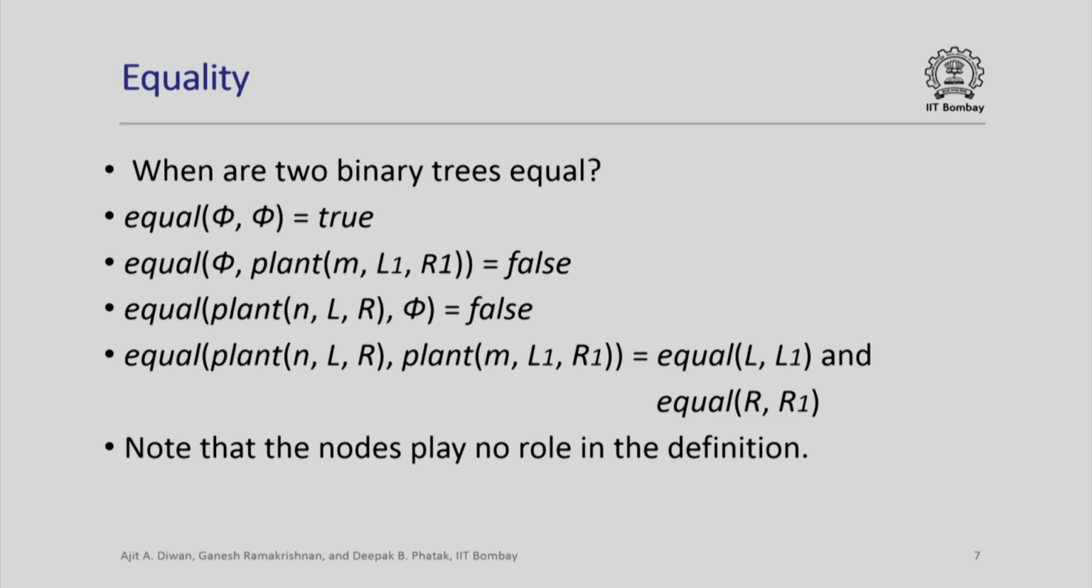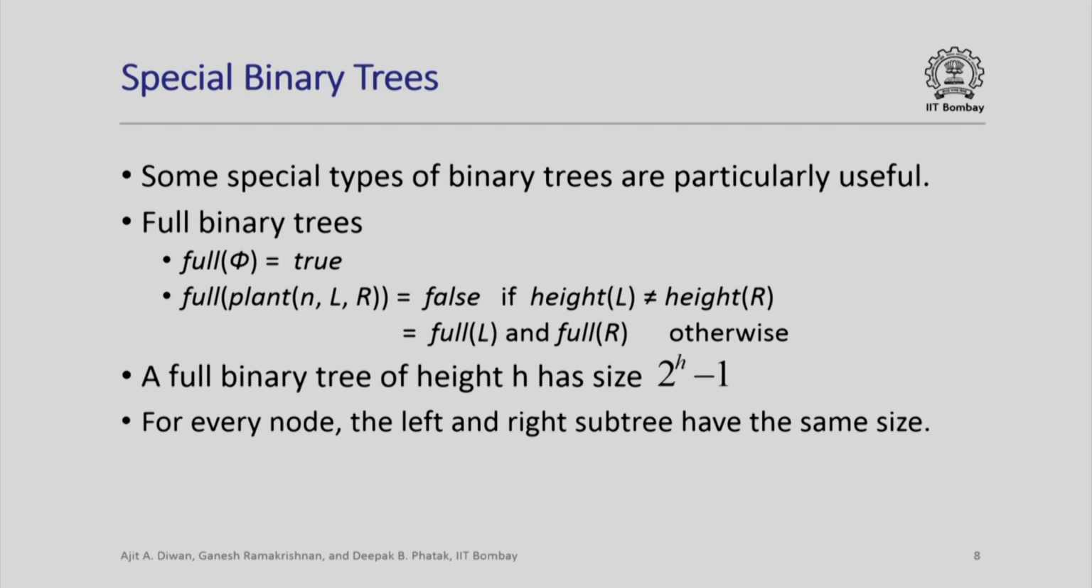So, equality of trees is only defined if for the root nodes of both the trees their left subtrees are equal and their right subtrees are equal, then the two trees are considered to be equal. There are some special types of binary trees which are very useful in some applications. So, we again define them as a function which returns true if the tree has that property, otherwise it returns false.